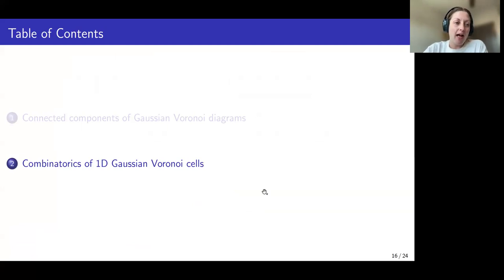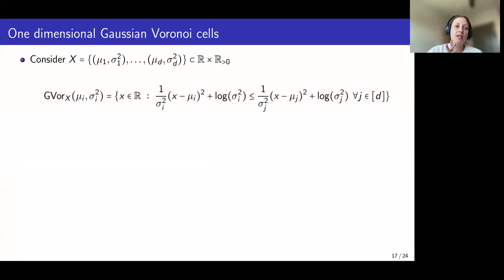Okay, so let's finish up with some of the results that are a little bit more, how do you say, a little bit fun. They're maybe not as useful from an application perspective, but I think they're still interesting. In particular, I want to talk about the combinatorics of these Voronoi diagrams. We're going to restrict ourselves to this one-dimensional case again. And in this case, the definition simplifies to these univariate quadratic polynomial inequalities.